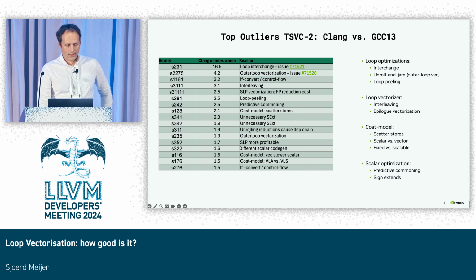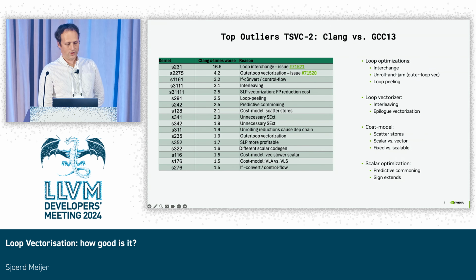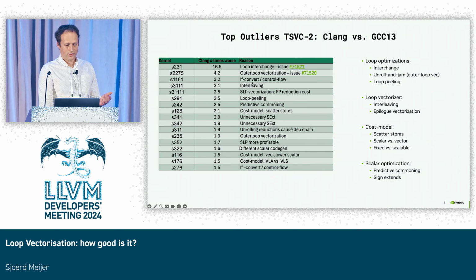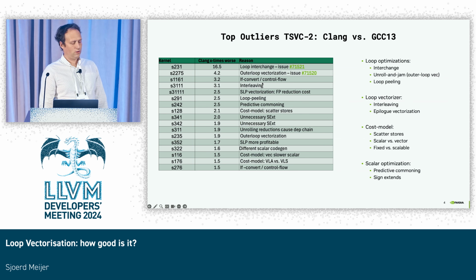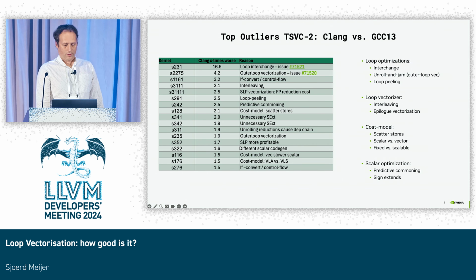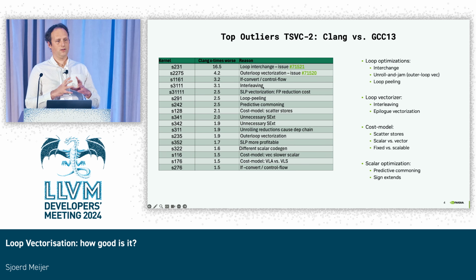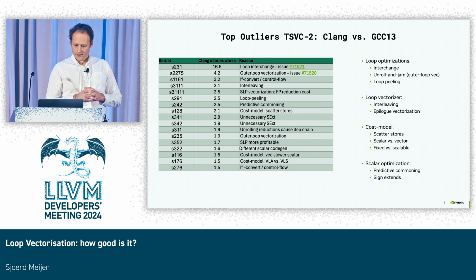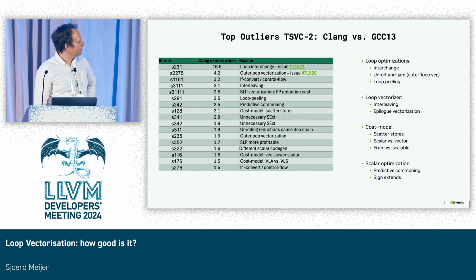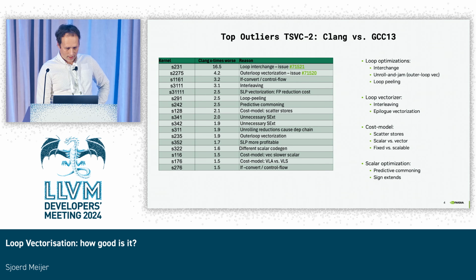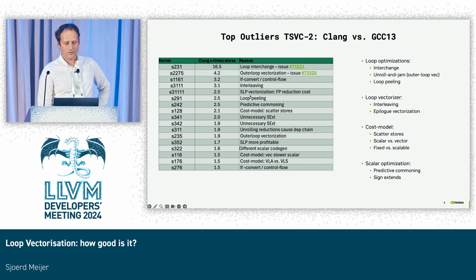GCC knows another trick. It can do out-of-loop vectorization, and that results in a 4x regression. There is inefficient vector code generation for control flow, and that results in a 3x regression. We're not interleaving enough, so interleaving is essentially unrolling of the vector body. We are not doing that. Sometimes SLP vectorization is more profitable, so we have a case where the SLP vectorizer was not performing well enough, and that was a 2.5x regression.